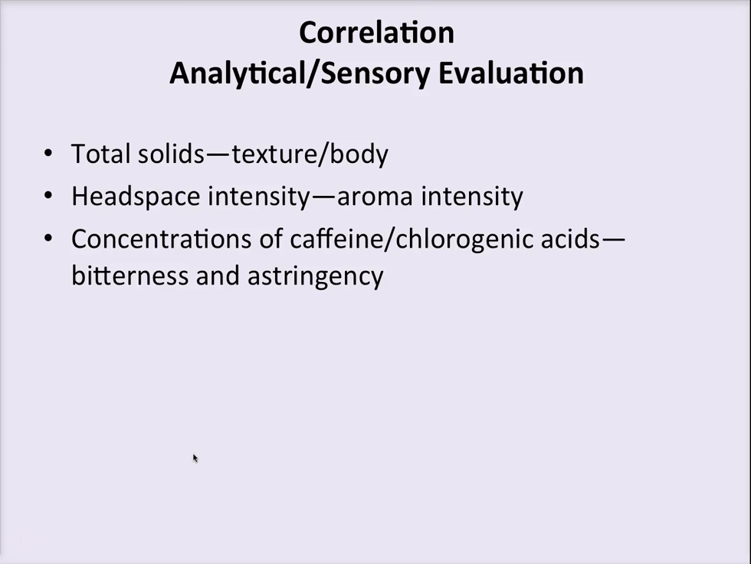So what they were trying to do is they were looking at how to correlate analytical evaluations with the sensory evaluations. And this is the way it broke out, was that total solids from the analytical evaluation was linked with texture and body on the sensory side. Headspace intensity, which is a terminology that they use in gas spectrophotometry, was associated with aromatic intensity. Concentration of caffeine and chlorogenic acids, specific compounds, were strongly associated with bitterness and astringency on mouth level.